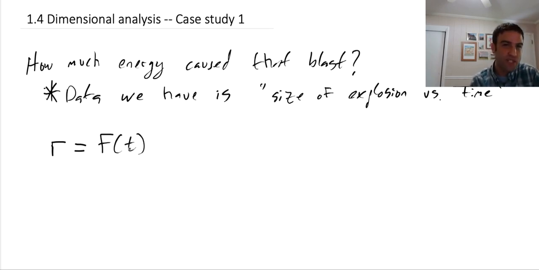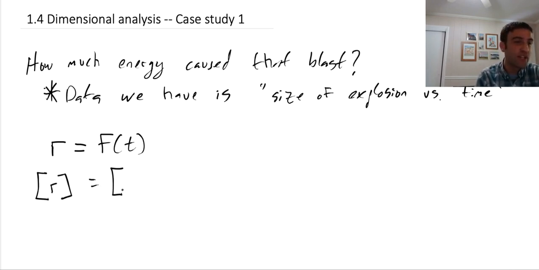The key here, of course, is that we have no idea what this function is. Computing this function requires knowing all of the details. How does a shock wave propagate through the atmosphere? How do things explode? What is going on? We're not going to try to compute this function. What we're going to do, though, is say, dimensional analysis tells us that the units of these two sides of the equation have to agree. So whatever the dimensions of the radius of the explosion is, have to be the same as the dimensions of this function of time. Okay.